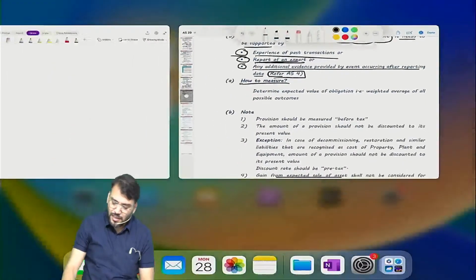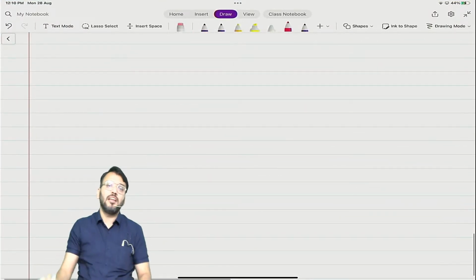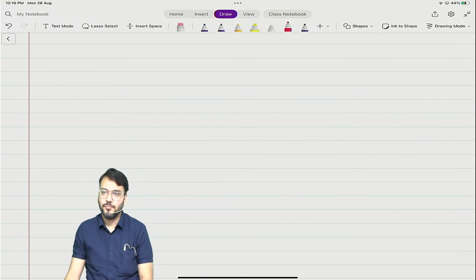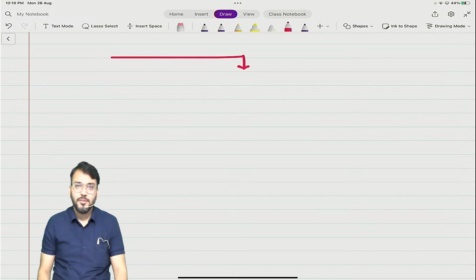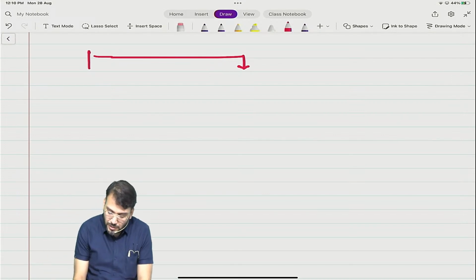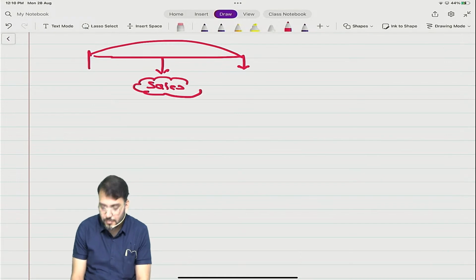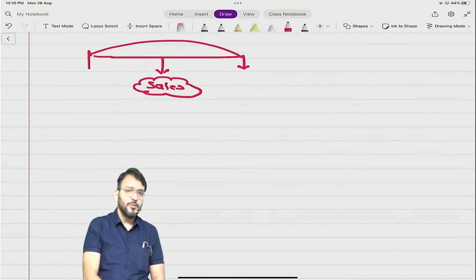So what they want to say? It will be based on some weighted average calculation. I'll just give an example. Try to understand this example, everyone. Suppose in the current year you have done some sales. Very beautiful example I am giving.